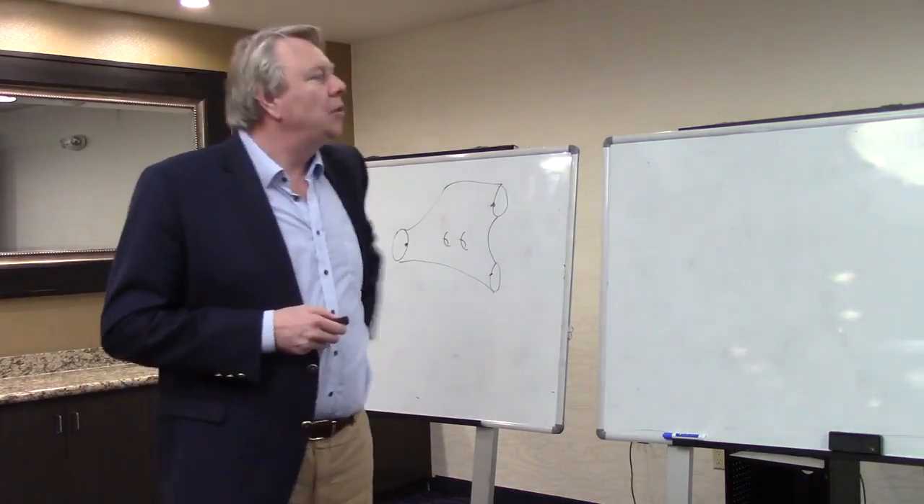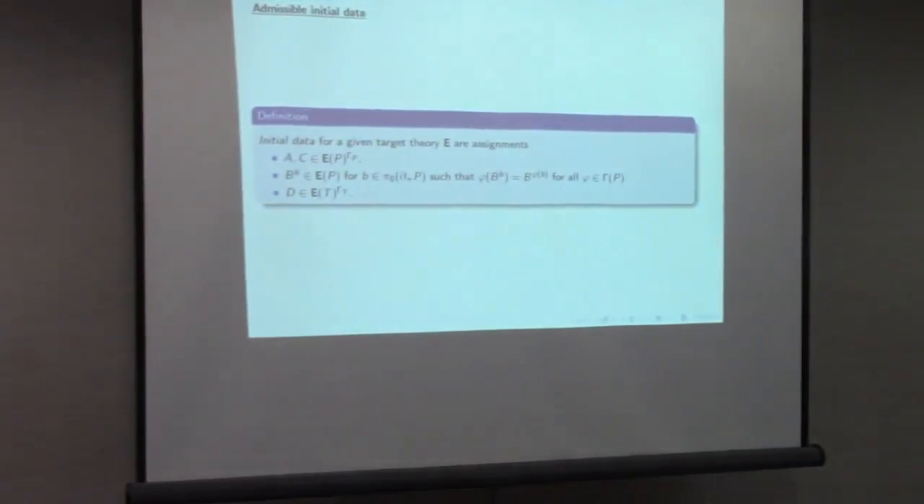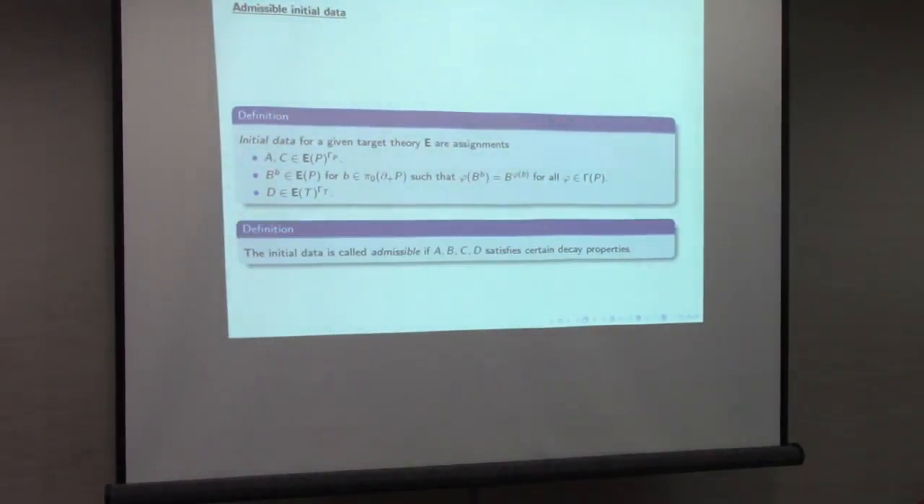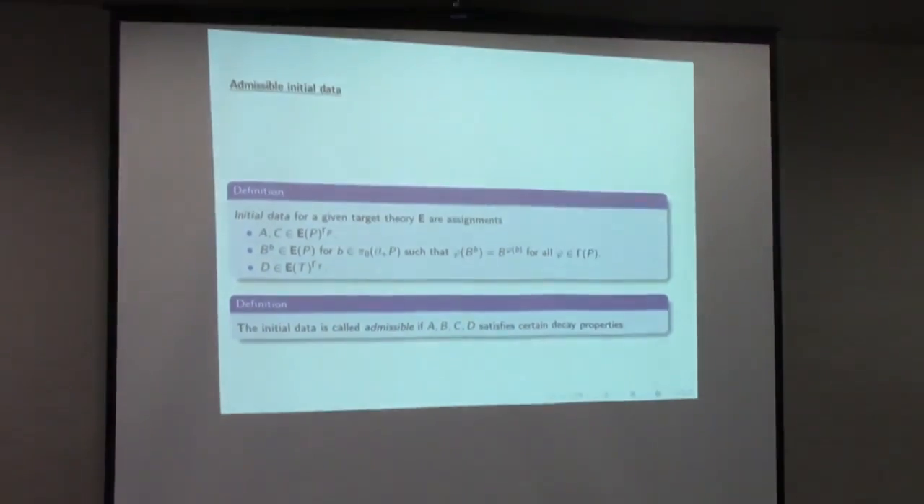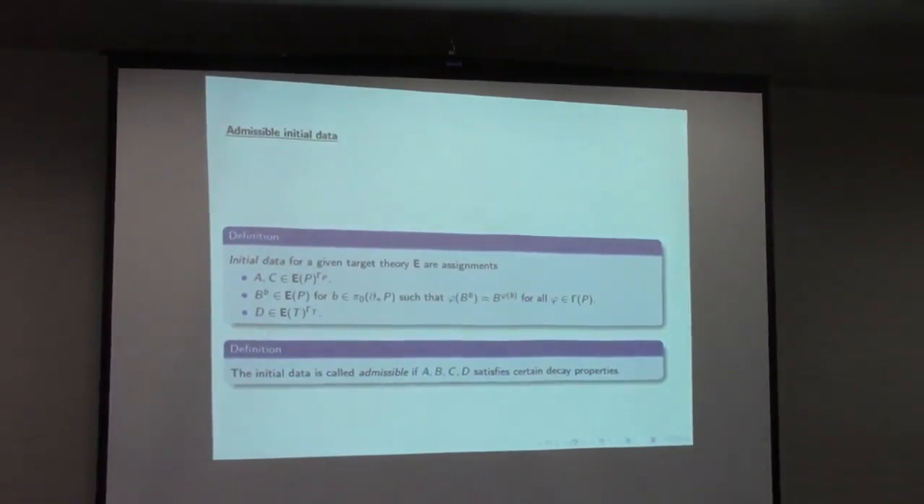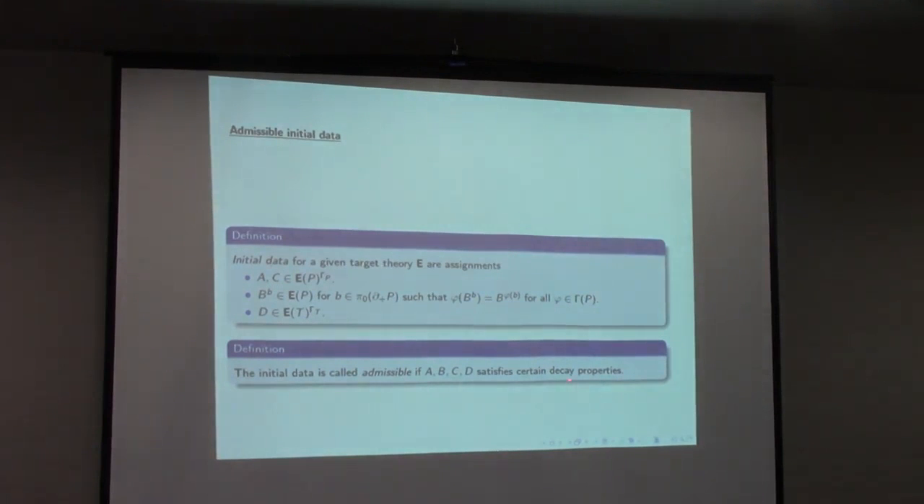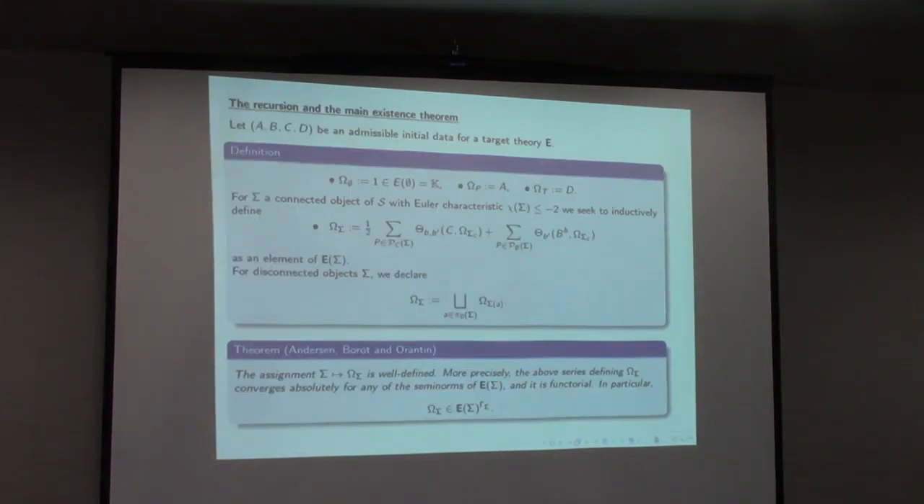Okay, so we need admissible initial data. The initial data are just these A, B, C, D. I won't tell you what these specific decay conditions are; I will do it towards the end of this lecture if we're lucky. But at any rate, under certain decay conditions, the theorem is that when you run this recursion, you get well-defined vectors in these vector spaces, and the sums that define them are absolutely convergent.